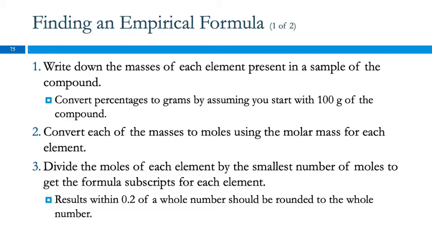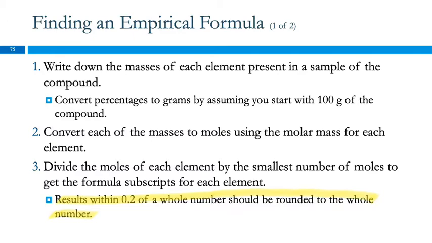Next, we take the masses and we convert to moles of each element using the molar mass. Then we need the mole ratios, and so we're going to take the smallest number of moles, whichever element that is, and we're going to divide all of them by the smallest. Sometimes that gives us beautiful, nice whole numbers. Other times it's a little messier. This is my personal rule of thumb down here. Results within 0.2 of a whole number should be rounded to the whole number.